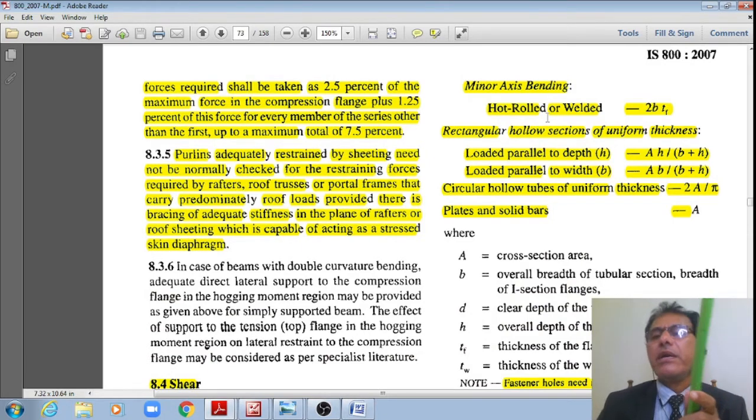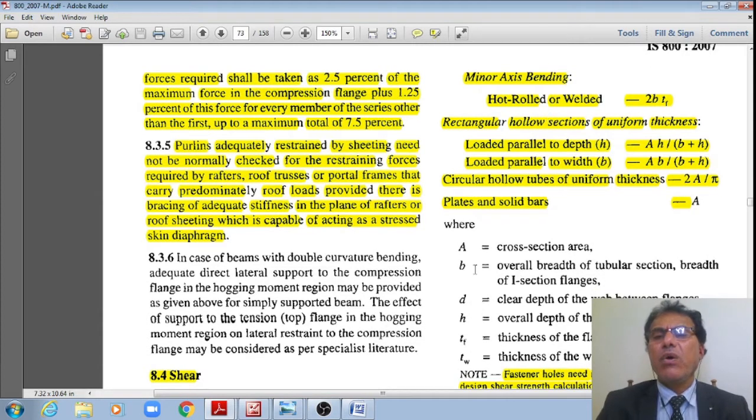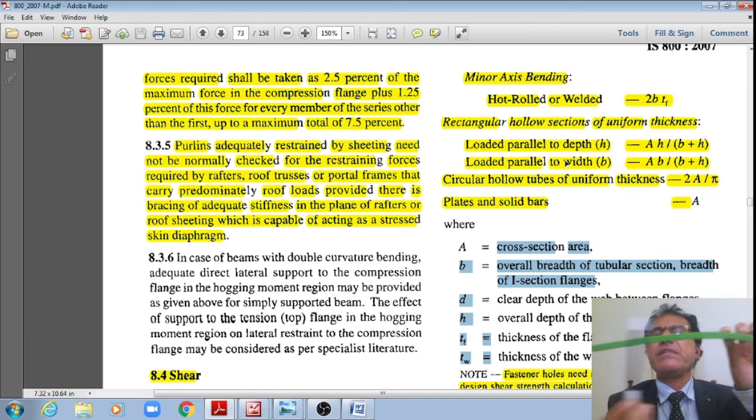For both, it is equal to 2B multiplied by TF, where TF is the thickness of the flange, and B is the overall breadth of the tubular section or breadth of the I section flange, as appropriate. This is the width of this flange, and TF is the thickness of the flange, 2 times such value.